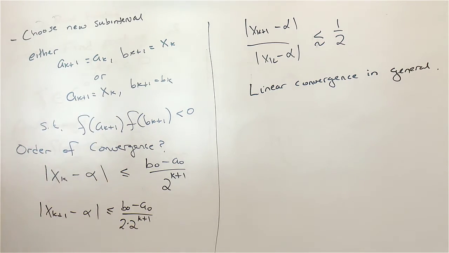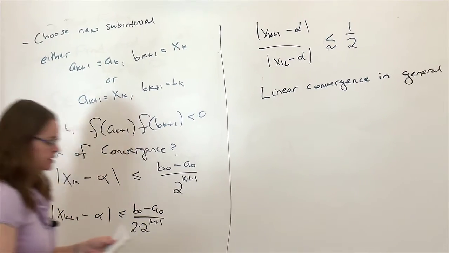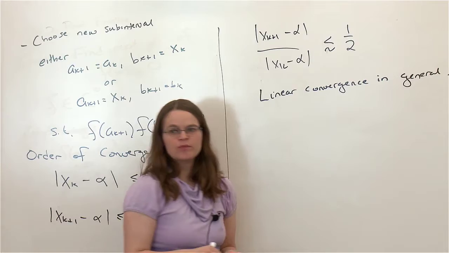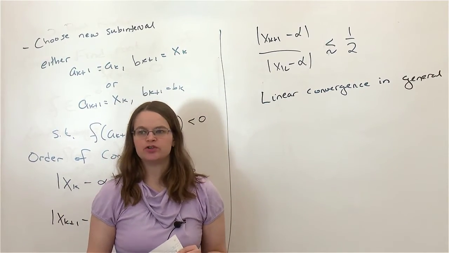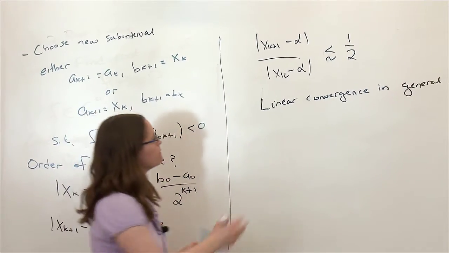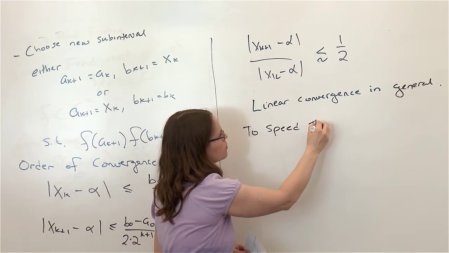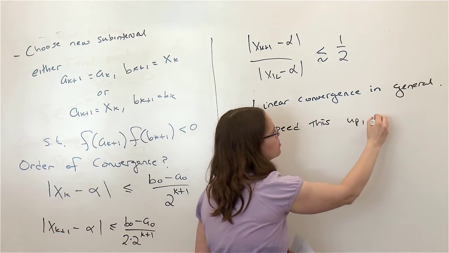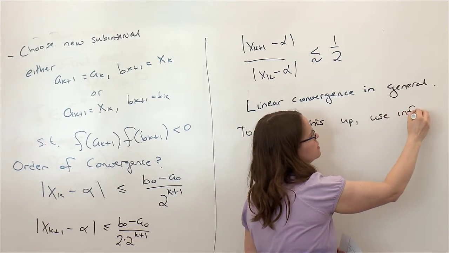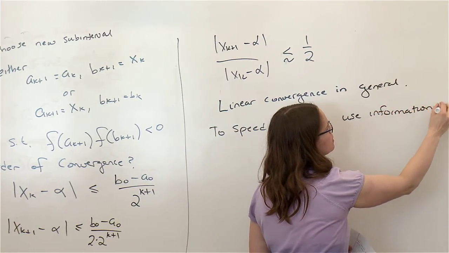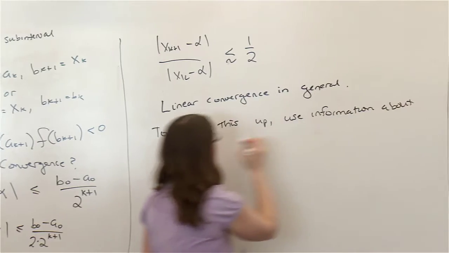Okay, so let's try to build some shape info into here. The simplest piece of information we have about shape is the derivative. So to speed this up, let's use information about the shape of f.